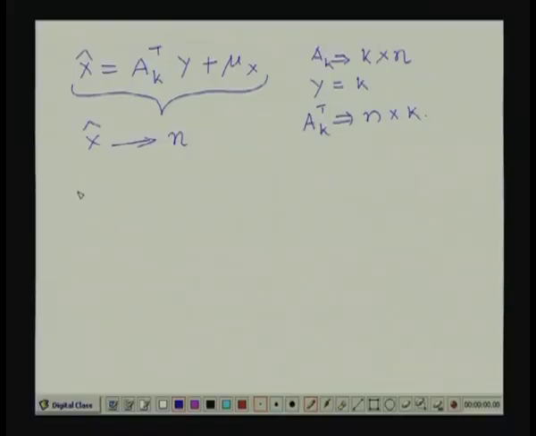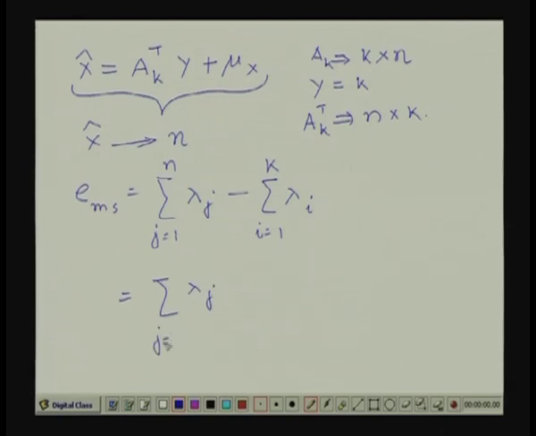And it can be shown that the mean square error of this reconstruction, that is the mean square error between x and x hat, is given by an expression that EMS is given by sum of lambda j, where j varies from 1 to n, minus sum of lambda i, where i varies from 1 to k, which is nothing but sum of lambda j, where j varies from k plus 1 to n.